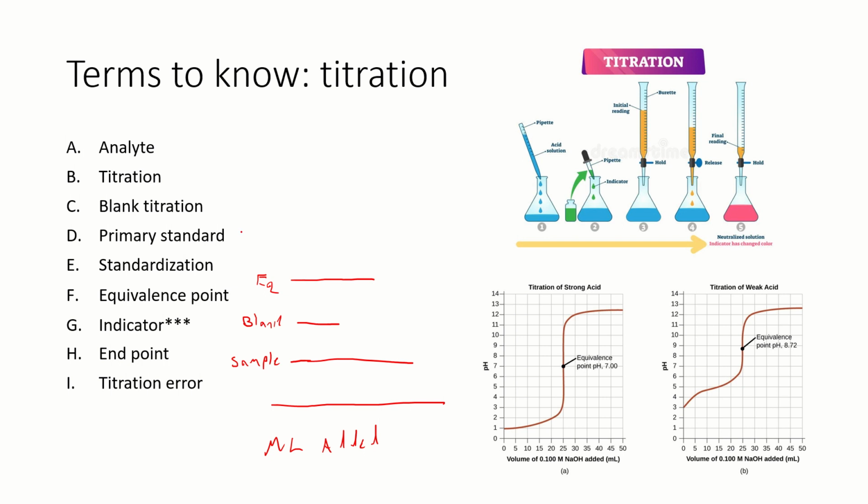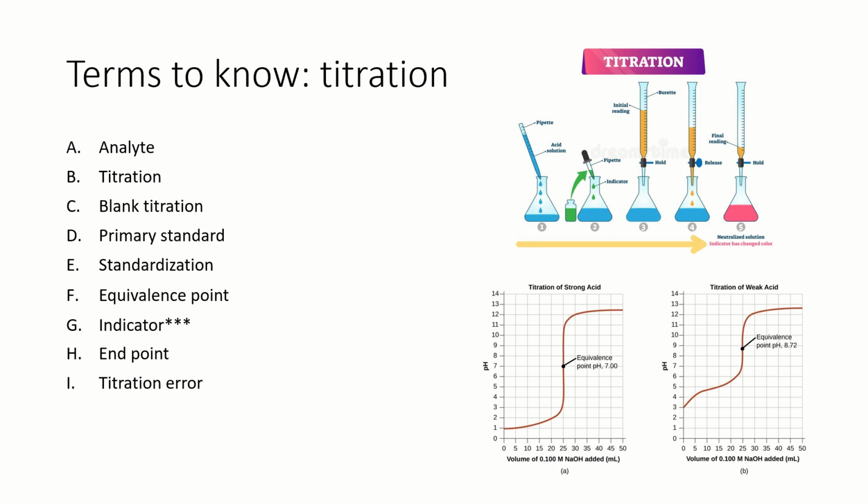So what is a primary standard? A primary standard is what you weigh out, and the exact definitional term would be something with a known concentration and a known mass.